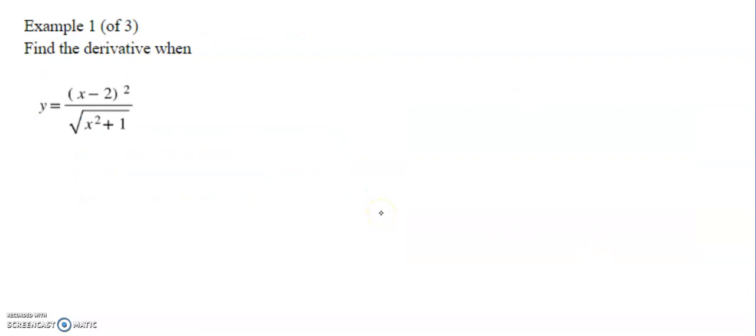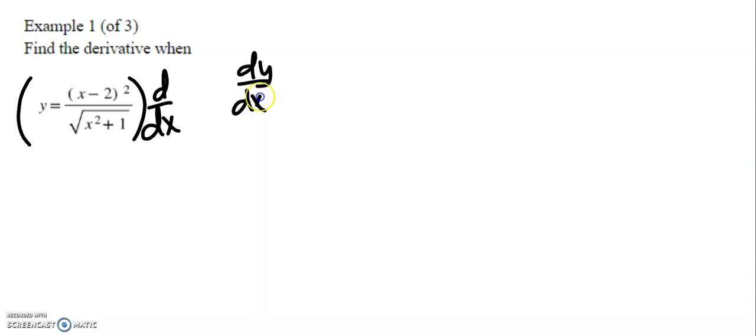Example 1, find the derivative. All right, cool. I've got y equals (x minus 2) squared divided by the square root of x squared plus 1. So putting this all in parentheses, I'm going to take the derivative with respect to x. The left side will just be dy/dx. Then on the right side, I'm going to need the quotient rule.